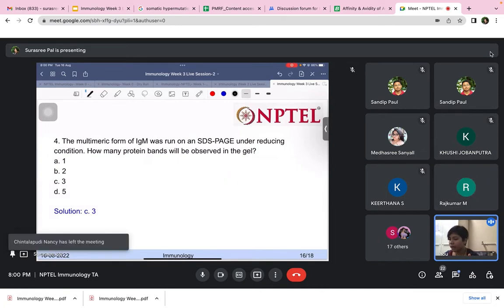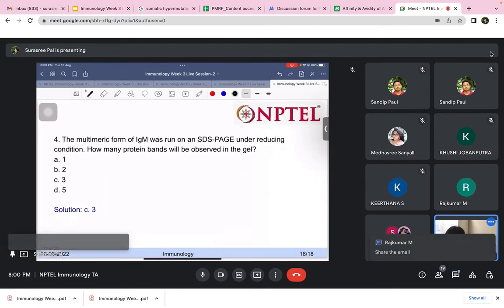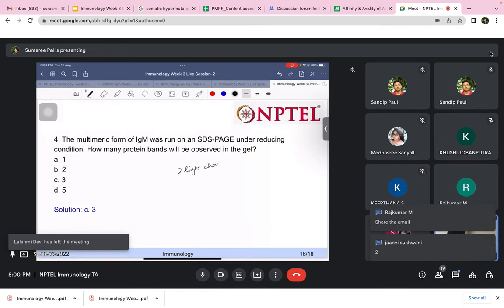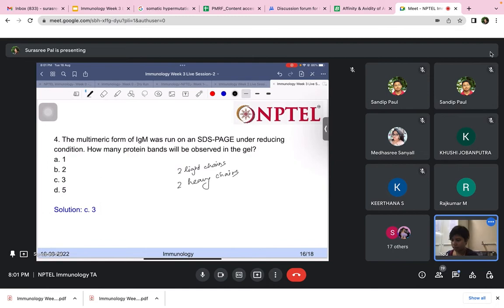Okay, some of you were asking about the IgM question, right? So how many light chains are there in the IgM? 2 light chains and 2 heavy chains, right?